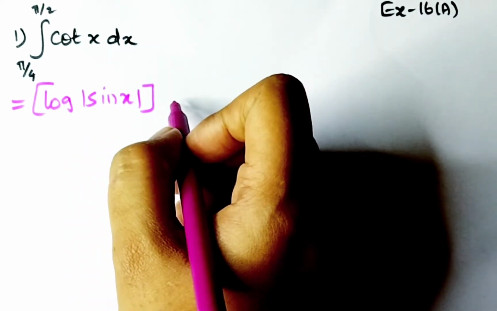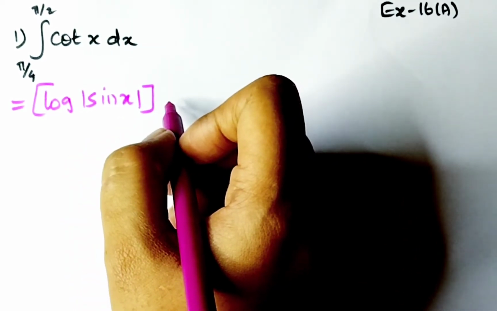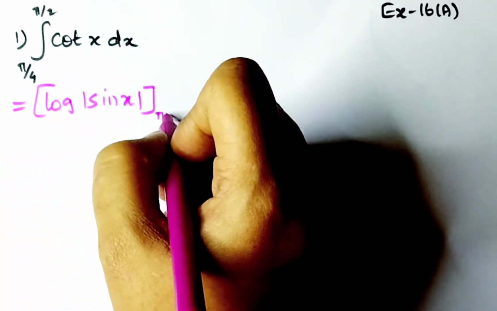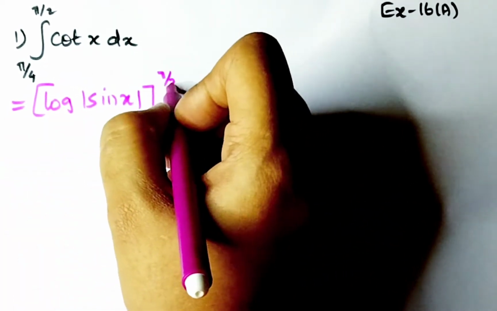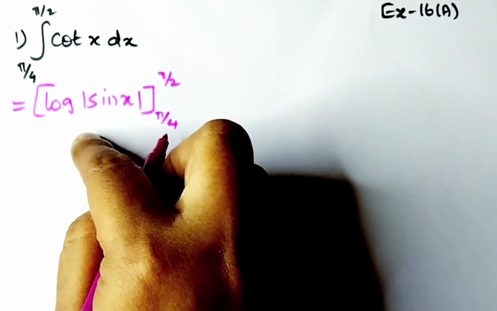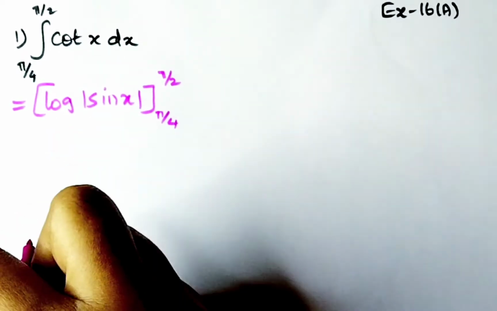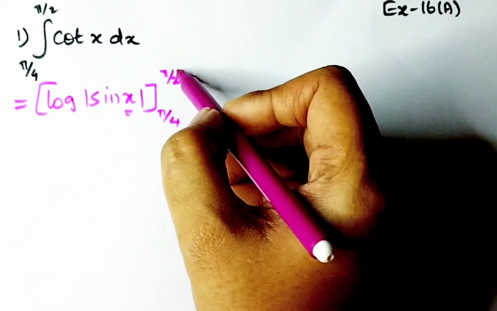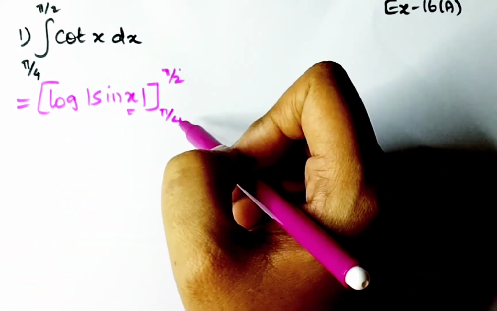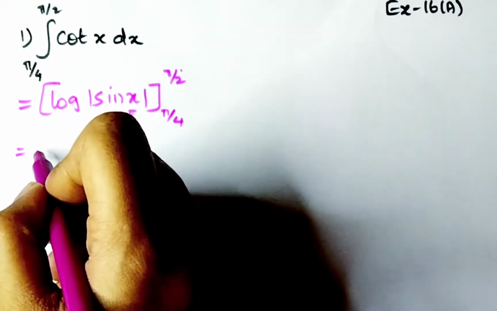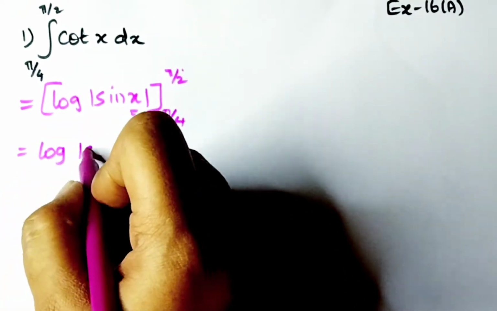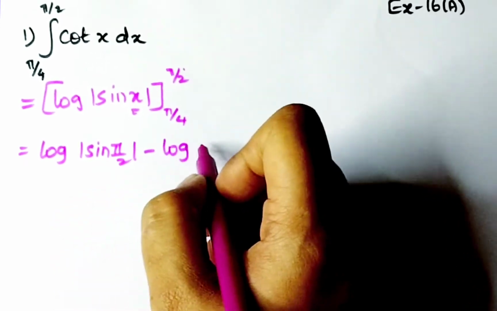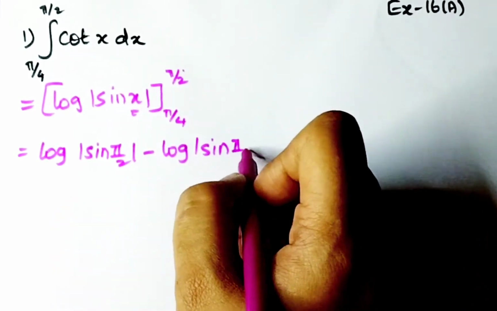The plus c is to denote the arbitrary constant, but here we have the limits. So we don't want to write plus c. Instead, we write the limits here. After integrating, we use upper limit minus lower limit. That means wherever you have that variable, substitute the limits given in the question. First the upper limit. So log sine of pi by 2 the whole minus log sine of pi by 4.